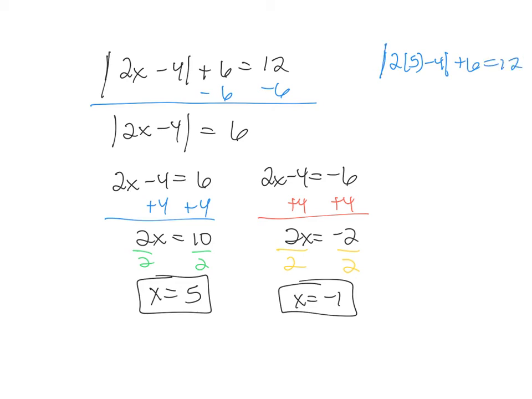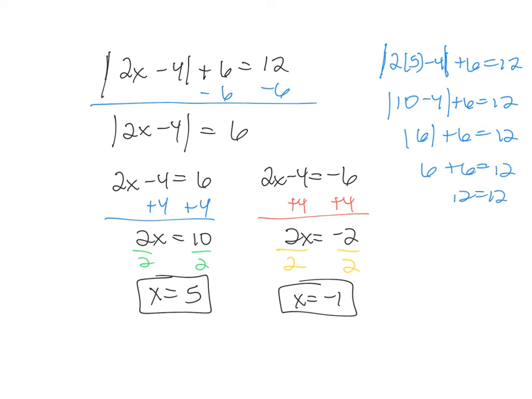I always struggle with this. Do what's in the absolute value first. 10 minus 4 is 6. So you can probably see right now it's going to work. Okay, and if I did negative 1, it would work also.